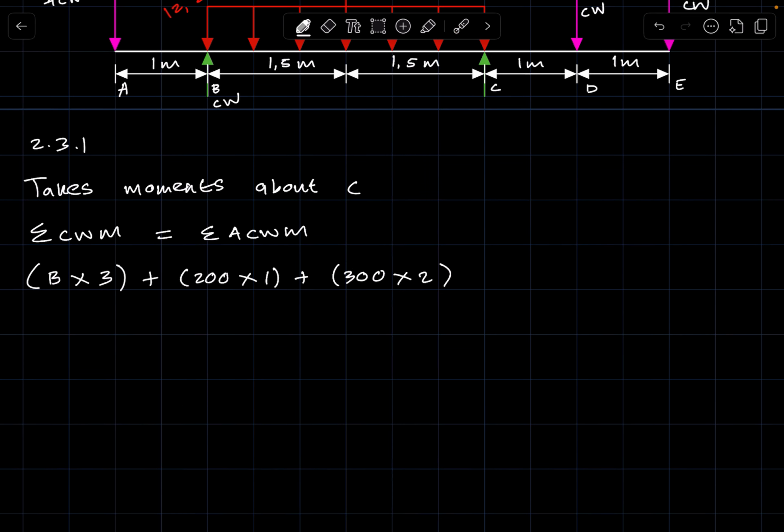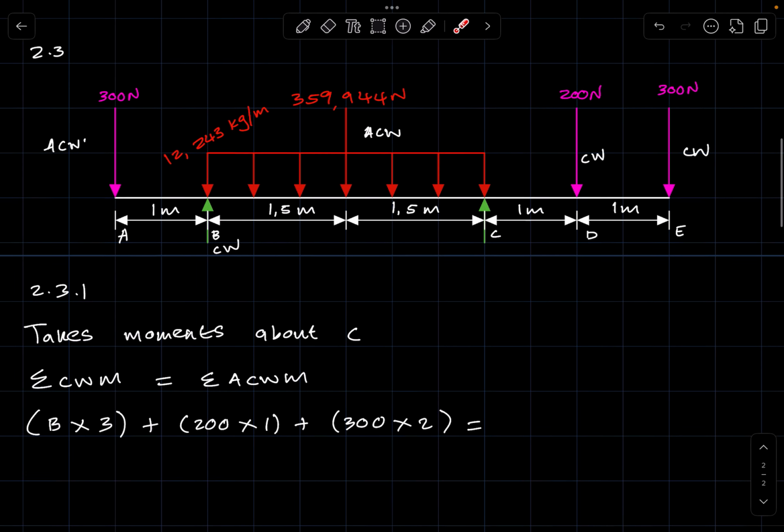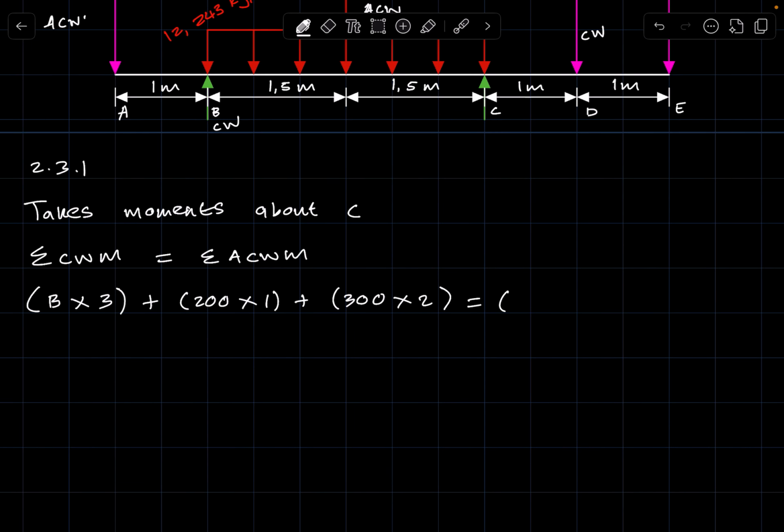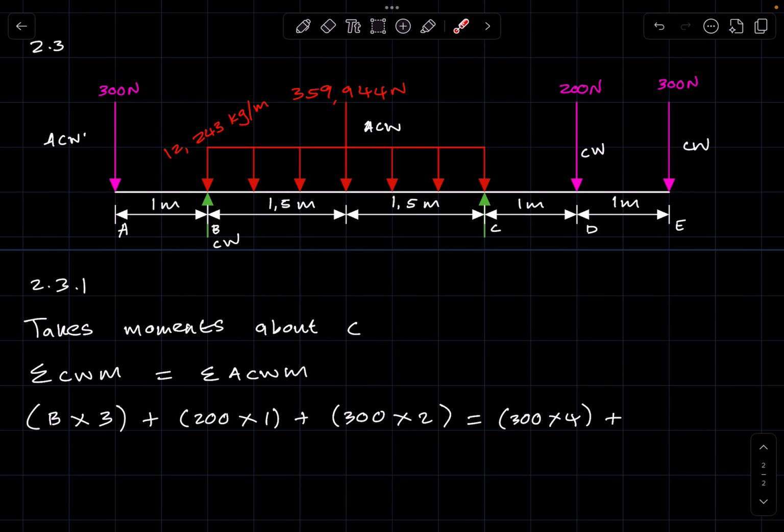So times 2 is equal to, now we look at the anti-clockwise, or the forces that have an anti-clockwise turning effect. Right, first you have the 300. From here, 2 point C is 3 plus 1, so that's 4. So here you have 300 times 4 plus the weight component of the UDL. Remember, it also has an anti-clockwise turning effect.